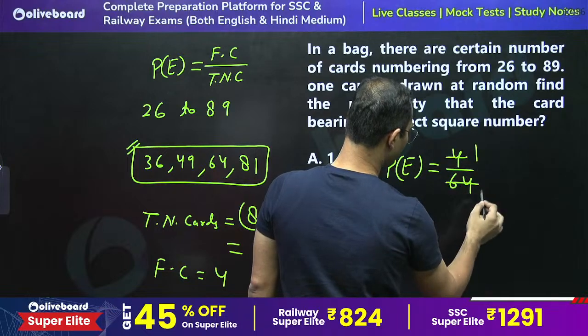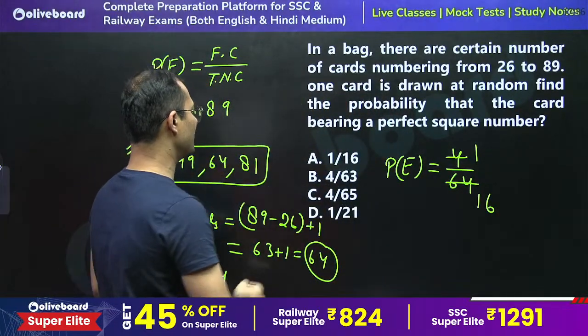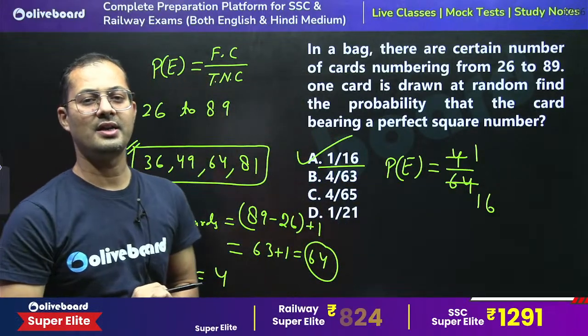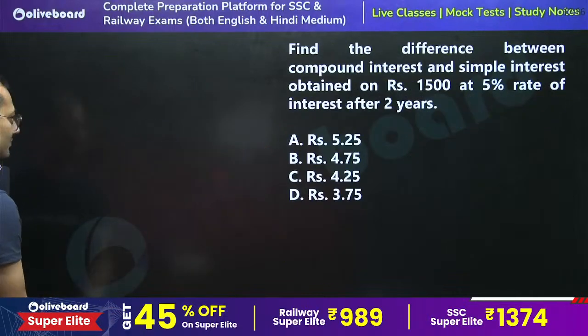So 4 ones are 4 and 4 sixteens are 64, right? So we can say that option A is the right answer. Yes, very easy. So option A is the right answer.